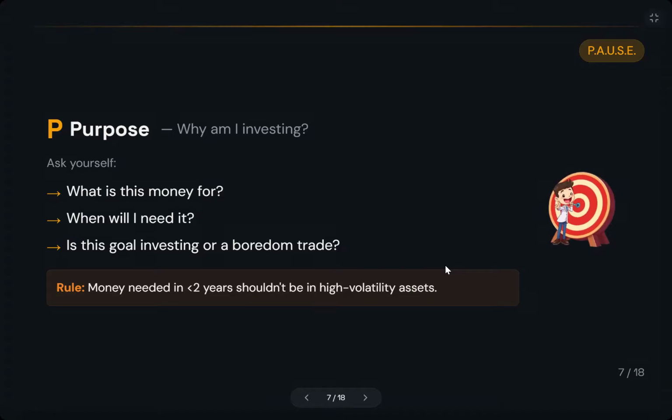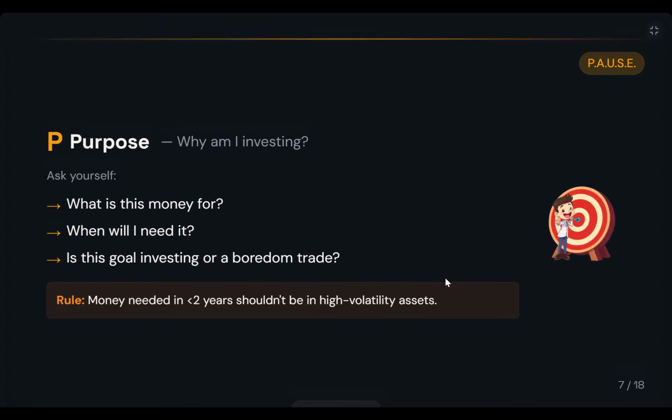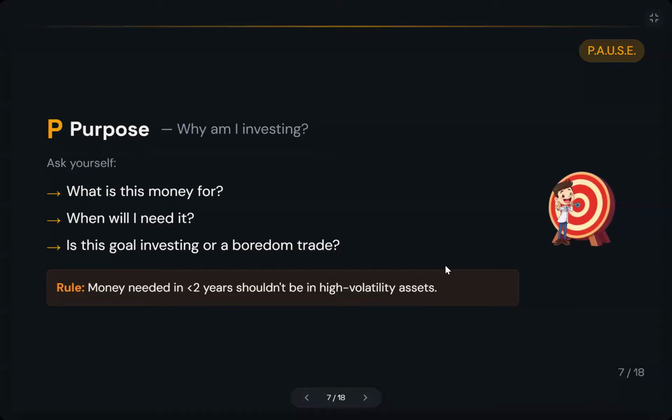P for purpose is: why am I investing? What is this money for? Do I need this money for my kids' education? Do I need this money for my vacation? When will I need this money? Is this a goal investment or a boredom trade? If you can't answer this, it's probably emotion, because the simple rule is money needed in less than 2 years should not be in highly volatile assets.